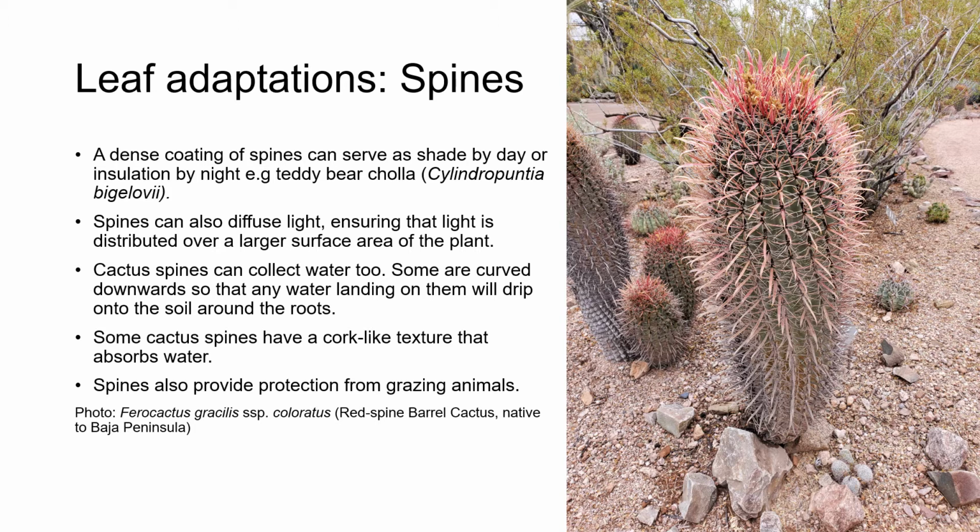Cactus spines can also collect water. The spines on some species are curved downwards, so that any water landing on them will drip onto the soil immediately above the roots. And a good example of that is this red spine barrel cactus, pictured here on the right. Some cactus spines have a cork-like texture that absorbs water, and nothing really to do with heat and drought, but spines can also provide protection sometimes from grazing animals.